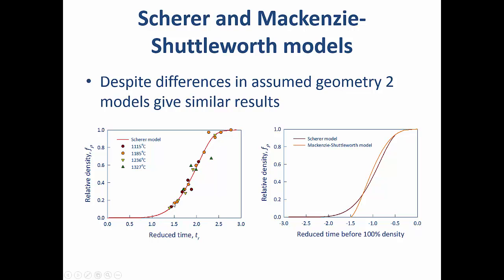This graph actually shows the variation of relative density with reduced time for some real data compared to the Shearer model, and you can see there is generally good agreement. Note the relative density does start in this case at very low values because we are dealing with gels, which are much lower density than conventional green bodies.